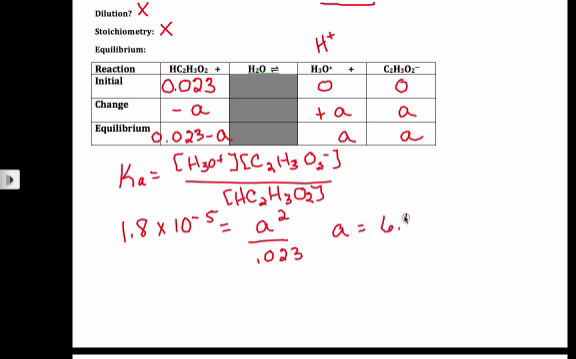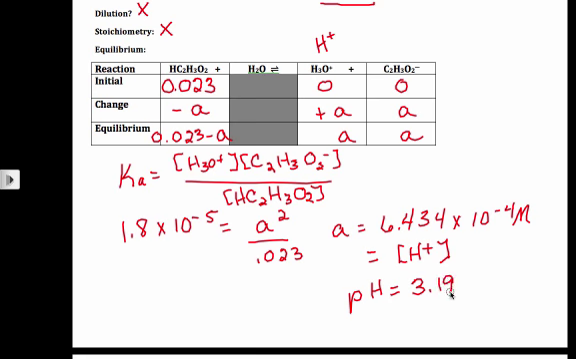A is equal to 6.434 times 10 to the minus fourth molar. Now remember, this time that's equal to our H plus. And if you take minus the log of that number, we get a pH equal to 3.19. You would also get your percent ionization equal to 2.8%. And that would be if we took the part that reacted divided by the starting amount times 100.